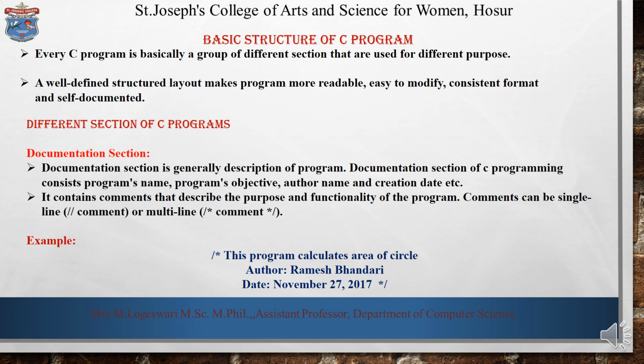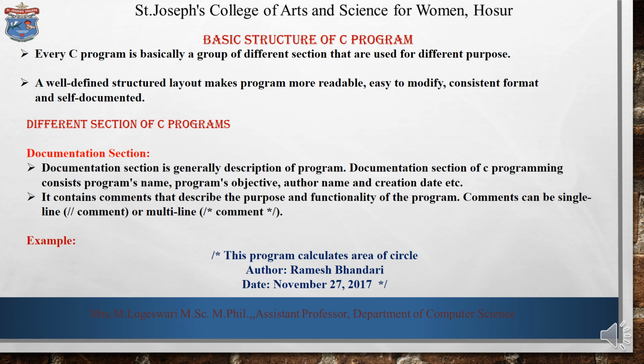Now we are going to see the basic structure of a C program. Every C program has different sections, used for different purposes. The first section is the documentation section. It is used for the description of the program. It consists of the program name, program objectives, author name and other details, and it contains comments. For a single line, use double slash with the comment. For multiple lines, enclose them with slash asterisk. One example is here.